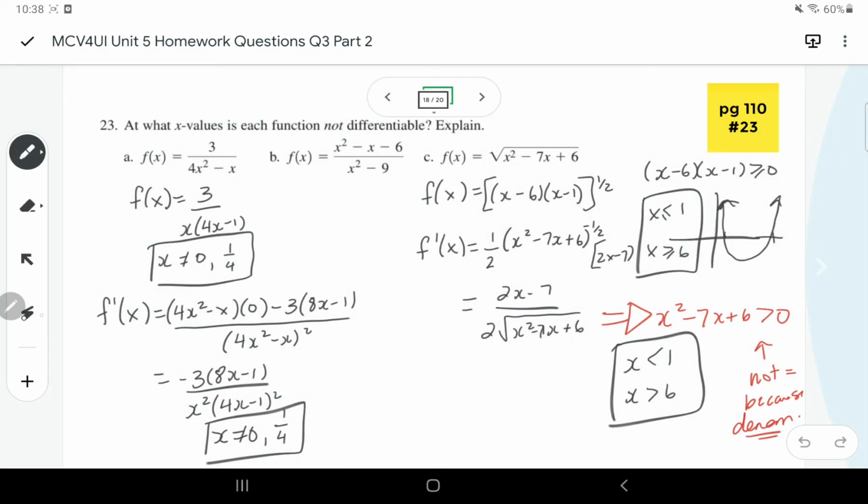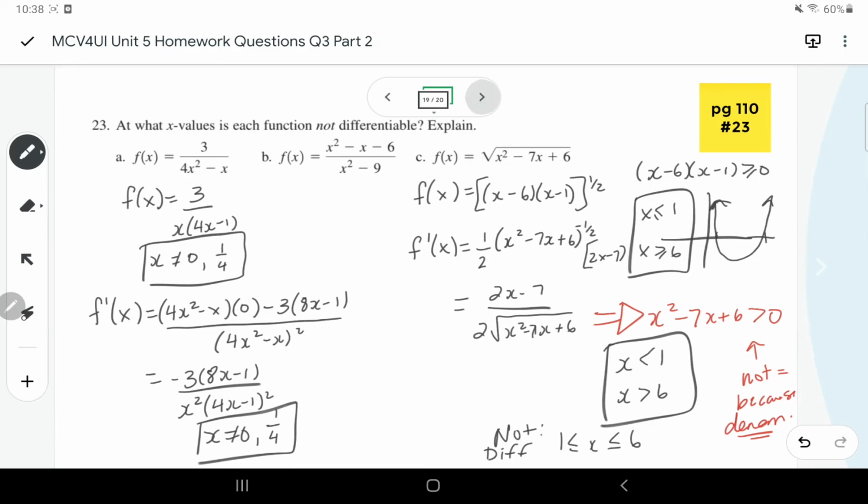Oh, I'm sorry. I just noticed that this says where is it not differentiable? I was saying where it was differentiable. So between 1 and 6 inclusive is where that's not differentiable.